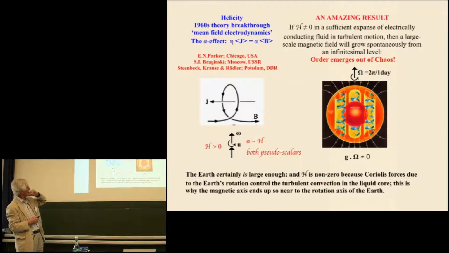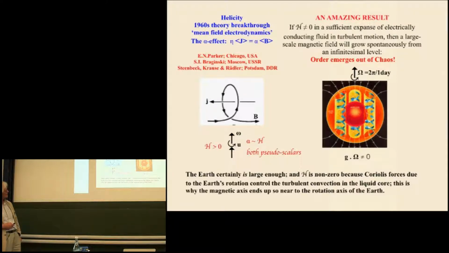And the proportionality constant is alpha, as introduced by Steenbeck, Krause, and Rädler, Potsdam, in the old DDR in 1966. An amazing result, really, because again, it turns out to have an enormously simplifying effect in the whole of dynamo theory. And it's when dynamo theory really began to take off. So I say G dot omega is non-zero, and this is the reason for it. It gives rise to the helicity.